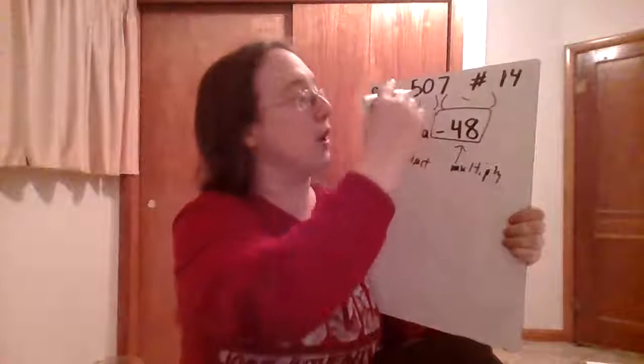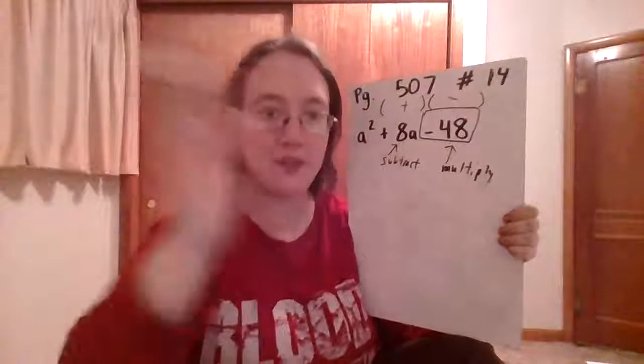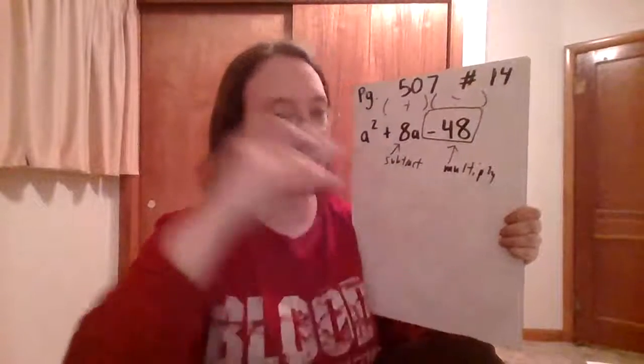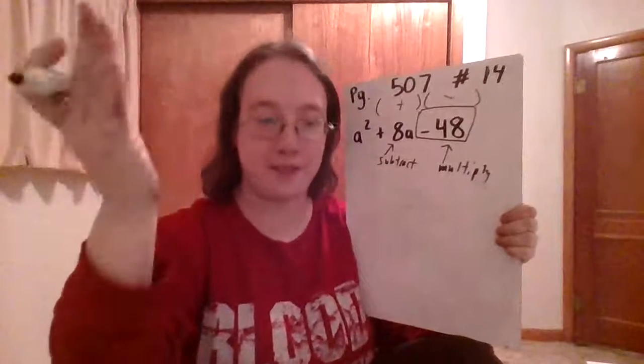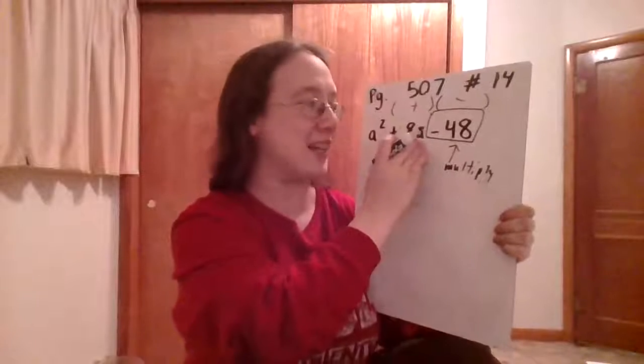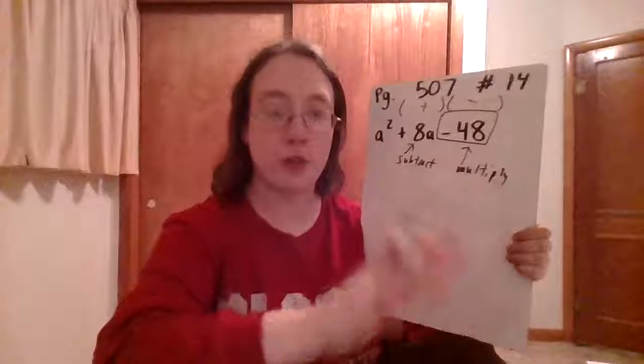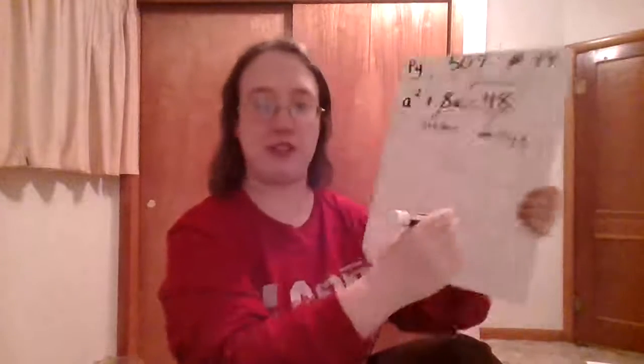But that means when we FOIL this back out, we're really going to be subtracting those two things because we'll have one that's positive and one that's negative. So if you want to think about that as subtracting, or if you want to think about that as adding a negative, we're looking for a positive and a negative that are going to give us that 8. So we're looking for things that are going to multiply to 48. So we're looking for things that go into 48. So we're just going to start listing some things off.